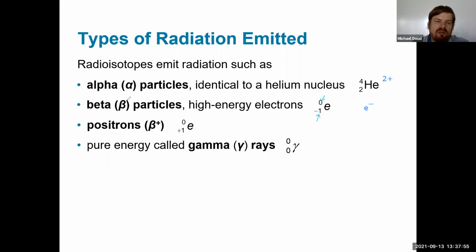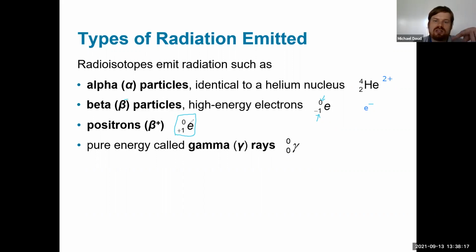Okay, so that's a beta particle or a beta minus particle. There's another type of particle called a positron, and this is a beta plus particle. The positron is very similar to the electron, except in two regards. It has the same mass as an electron, but it has the opposite charge. It's got a +1 charge.